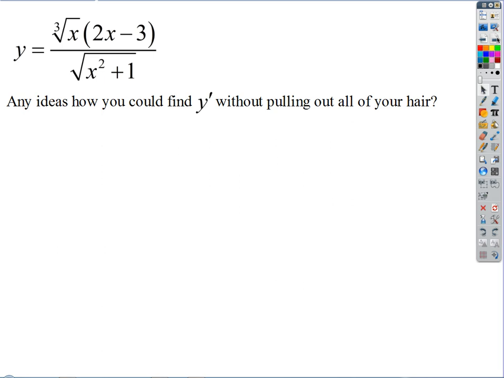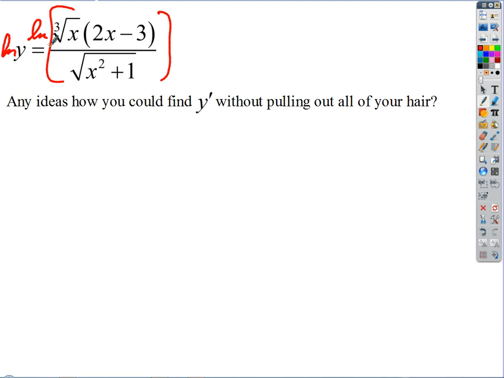What would happen here, just hypothetically, if I took the natural log of both sides? On the left side, I'm going to get the natural log of y. Now, if I differentiate, I'm going to have to differentiate implicitly, with respect to x, and use the chain rule to get my y prime on the left. We'll review that a little bit, but we've done that before.